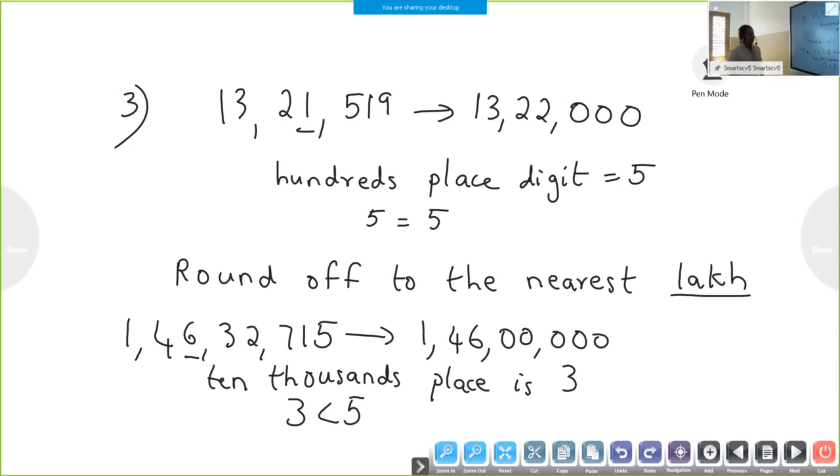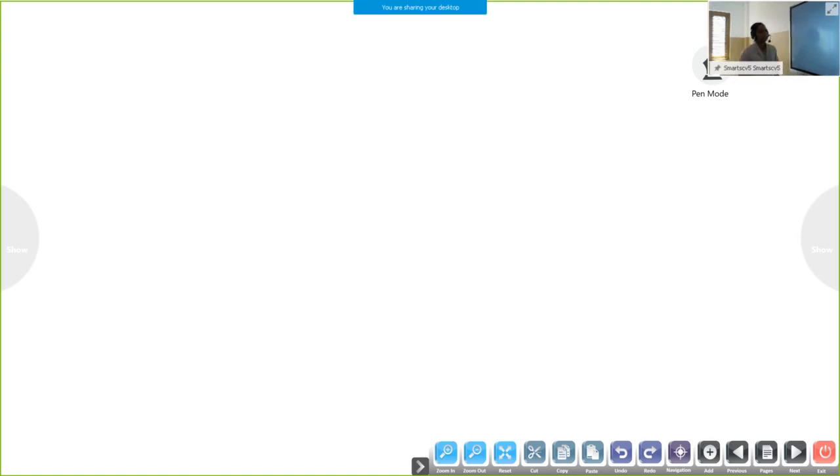So, 1,46,32,715 rounded off to the nearest lakh is 1,46,00,000. Okay. One more question for higher rounding digits, places.